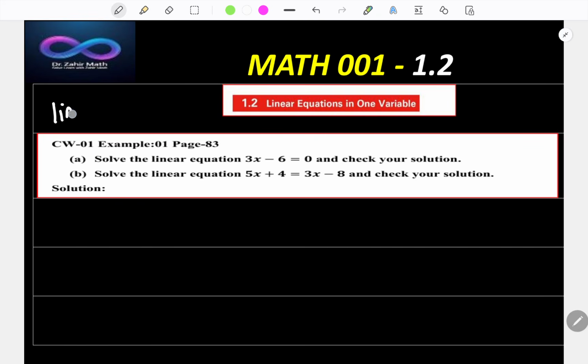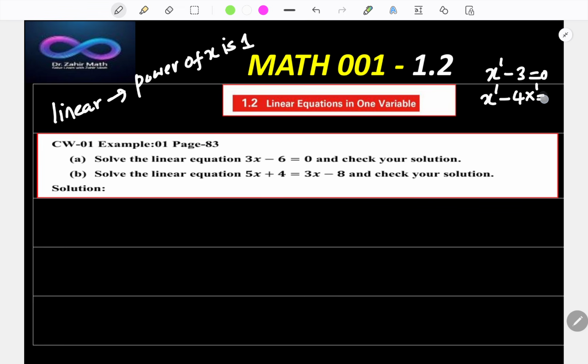What do you mean by linear? Linear means the power of x is 1. Something like x power 1 minus 3 equal to 0, or x power 1 minus 4x power 1 is equal to 0. When the power of x is 1, we call it a linear equation. So in this exercise, we are going to solve the linear equations and check the solutions.